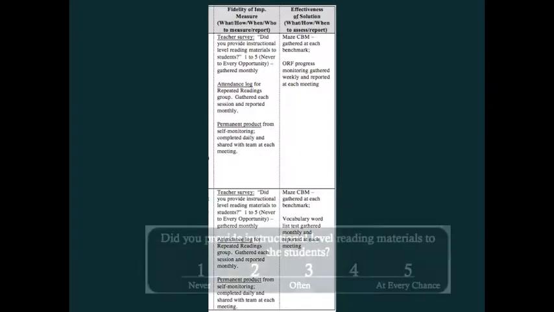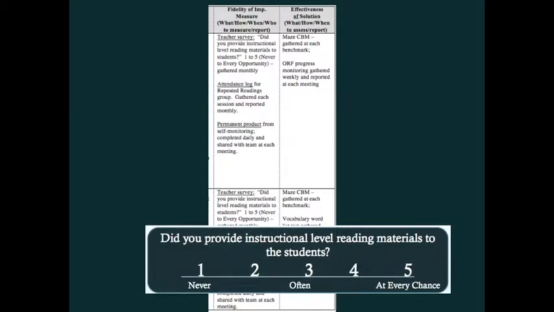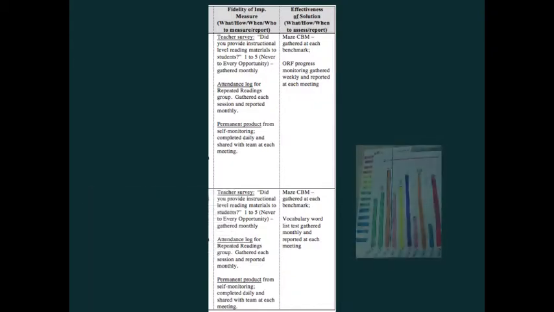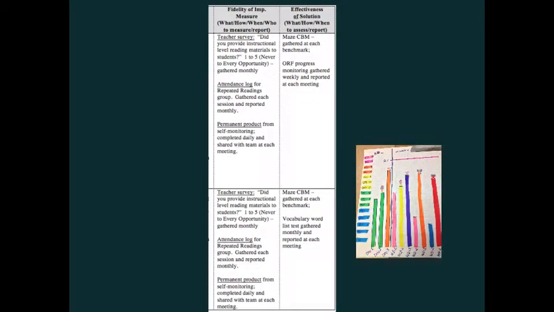It could look something like this for our example. For our fidelity data, we might ask teachers to answer the question of did you provide instructional level reading material to these students? They then have to rate from 1 to 5 whether or not they've done this, either never or all the way up to every opportunity. We're going to gather this monthly. We also might want an attendance log, and we also might want to be able to see some of the permanent products that the students will be producing with their self-monitoring.